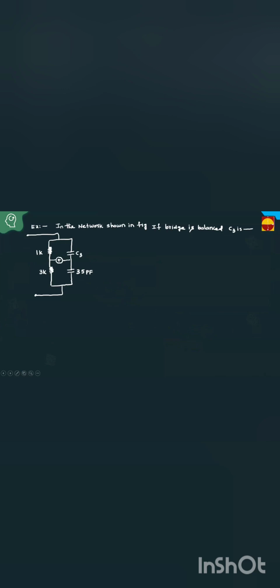In the network shown in the figure, if the bridge is balanced, the value of C3 is? If the bridge is balanced, you have to find the value. Simply remember, students, even the measurement subject, you can solve this type of model. Electrical students, let this be Z1, take any impedances. Let this be Z4, let this be Z2, let this be Z3. I already told you at a balanced condition, I already gave this point in the starting bridge concept.